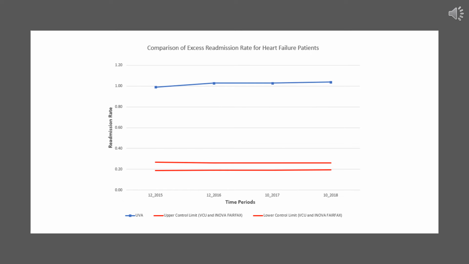So this is a comparison of excess readmission rates for heart failure patients within the three hospitals. So it looks like when compared to VCU and Inova Fairfax that UVA has a significantly higher rate of excess readmission rates for patients with heart failure.